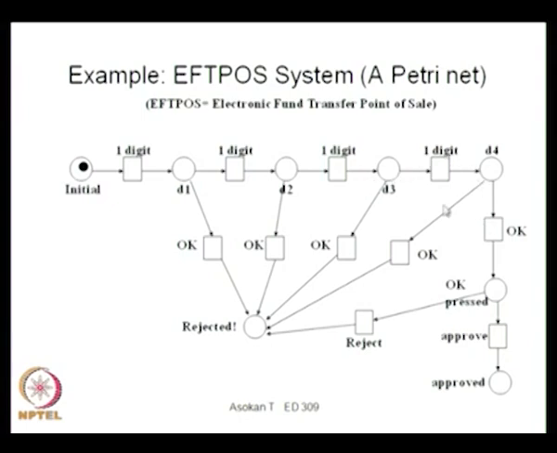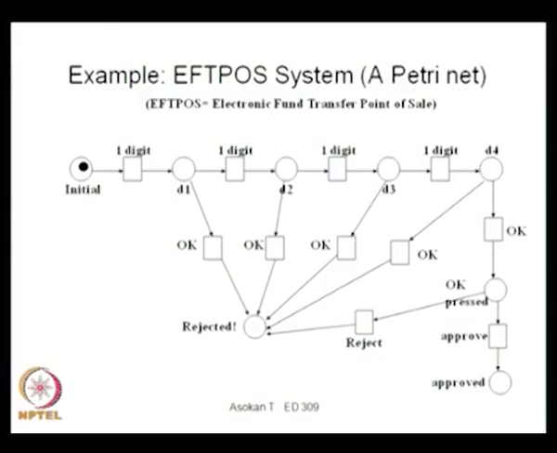But in between, suppose you give 1 digit, then there is something called an OK button. This OK button can be activated once you have a token over here. So this OK can be activated if you have a token at D1, but then it will get rejected because you have entered only 1 digit, so it will not work. Similarly you can see the other OK buttons also. After D2 also you can press the OK, but it will not work because it will go to the rejected situation. So you need to have all the 4 digits and then press the OK button, and only then will it go to the approve stage and get the transaction done.